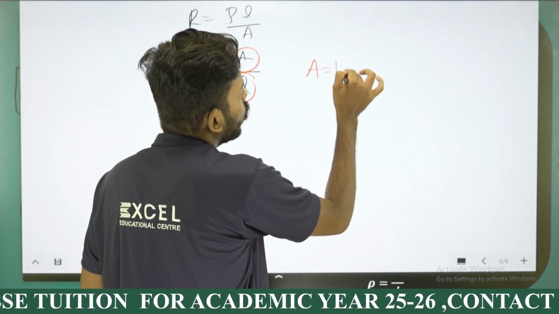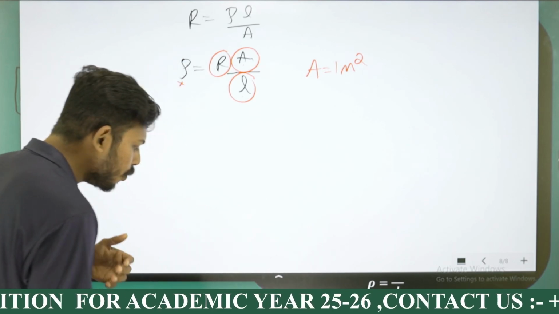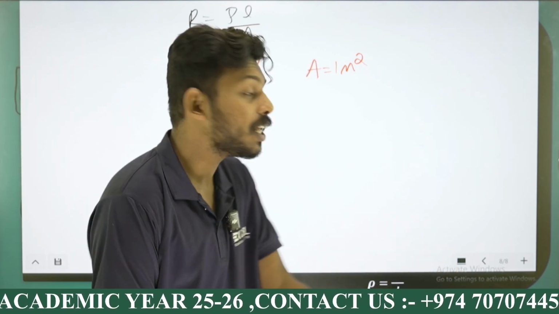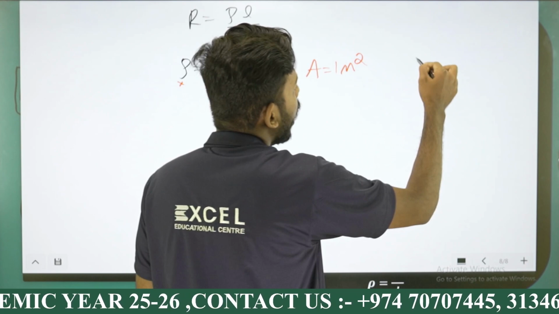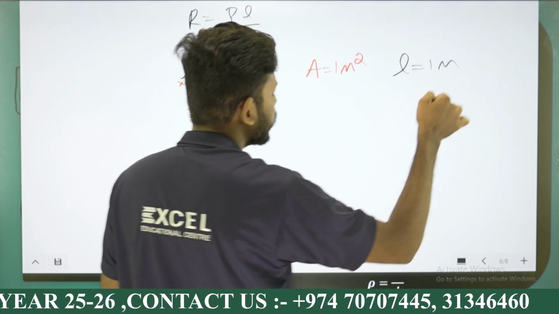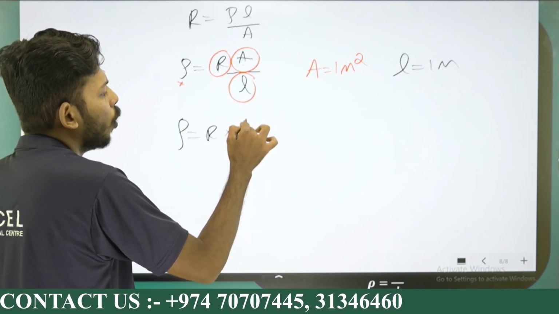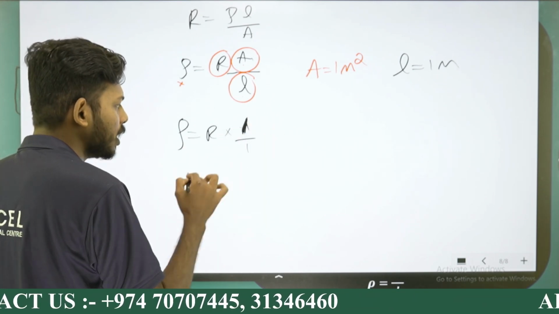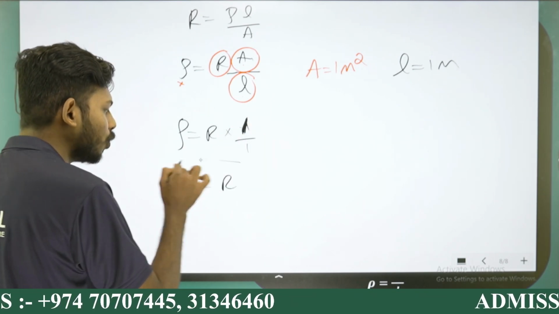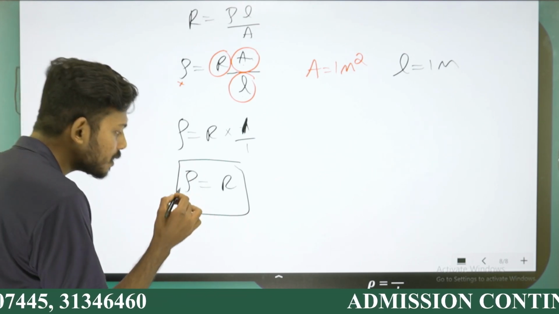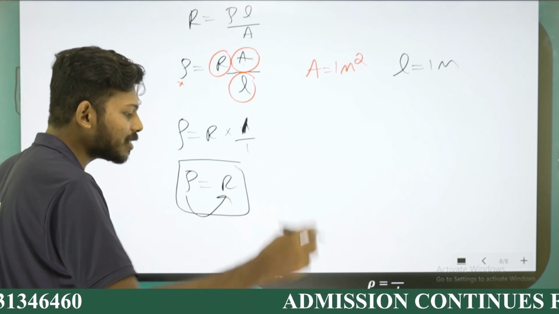I'm simply putting the values. A is equal to 1 meter square. I'm putting the area as 1 meter square, giving unity. Unity is very important. So A is equal to 1 and L is equal to 1 meter. Then the result will be rho is equal to R into 1 by 1. 1 by 1 is 1. Rho is equal to R. So we end up with an equation which says that resistivity is actually resistance.